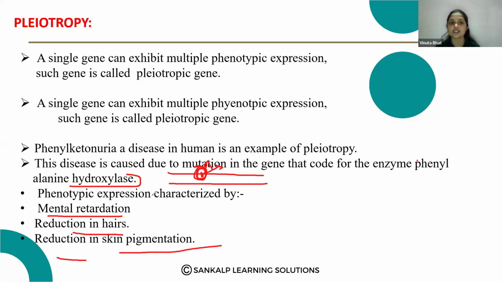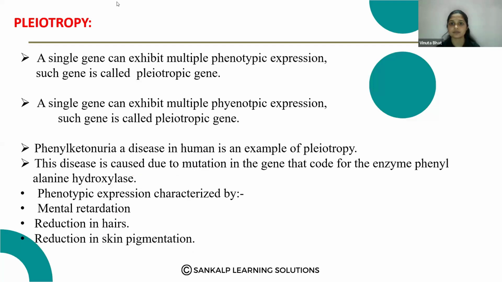So there is a change in the single gene, right? That is responsible for multiple characteristics. That is a very good example of pleiotropy. So the enzyme phenylalanine hydroxylase is not produced due to the mutation in the gene, and that causes the multiple expressions.